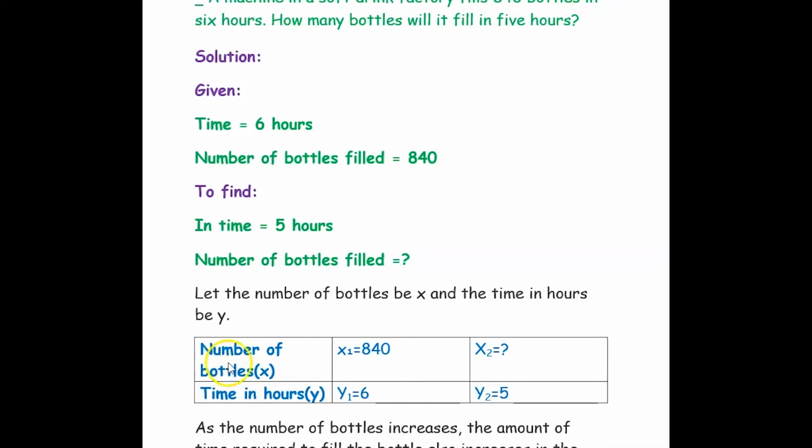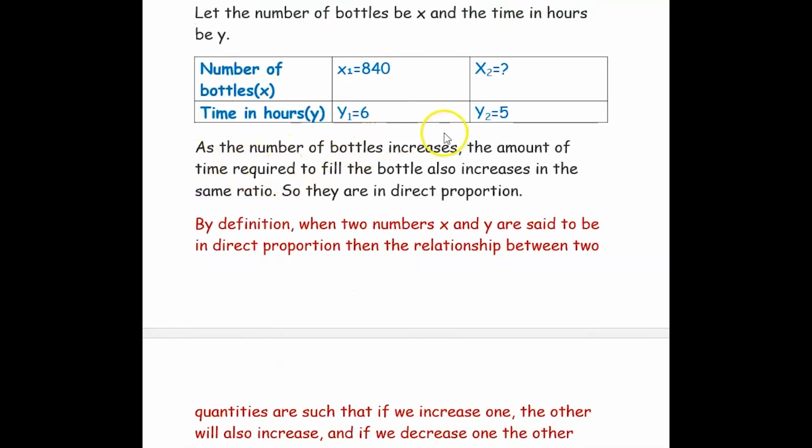So I am writing in the table number of bottles as X and our time in hours as Y. So it is given 840 bottles and the time taken is 6 hours. So X1 is 840, Y1 is 6. And X2 is the one we want to find, number of bottles, and time for 5 hours we want to find. So as we know, the number of bottles increases, the amount of time required to fill the bottle will also increase in the same ratio.